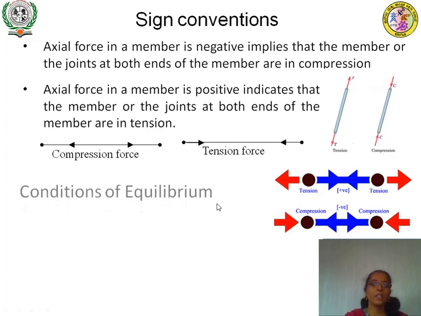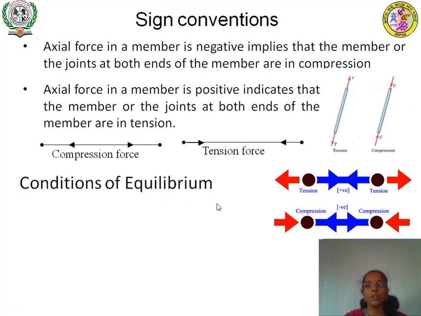Next we'll take up the conditions of equilibrium. What are the different conditions of equilibrium? Normally for the calculation of support reactions, we apply the three equilibrium conditions, that is sigma Fx equals 0, sigma Fy equals 0, and sigma M equals 0. Whereas while applying the method of joints, we will apply only sigma Fx equals 0 and sigma Fy equals 0. When we apply the method of sections, we will use all three conditions. When we go for solving the problems, we will come to know how to apply the conditions.